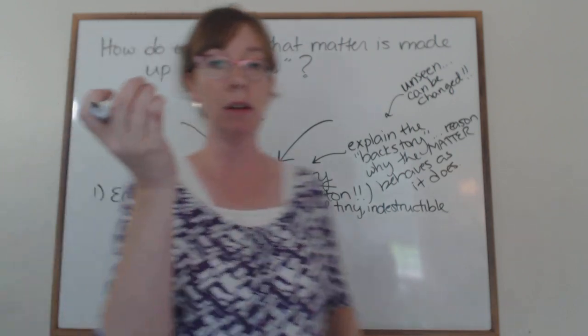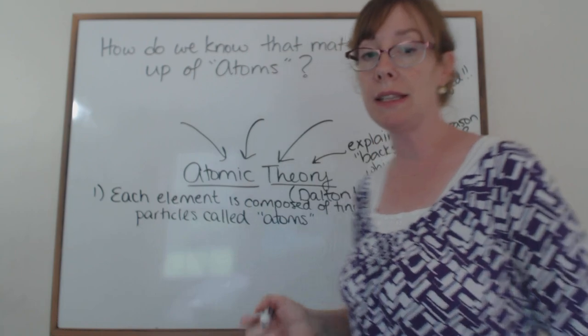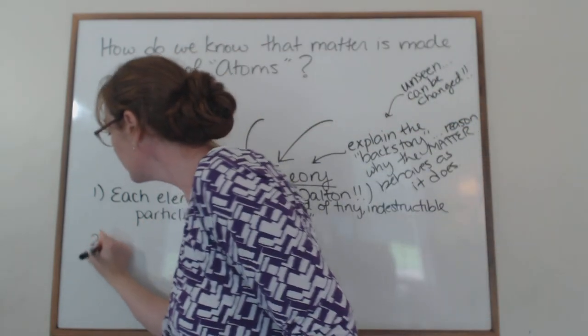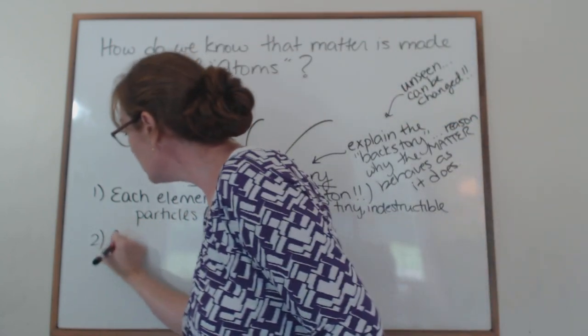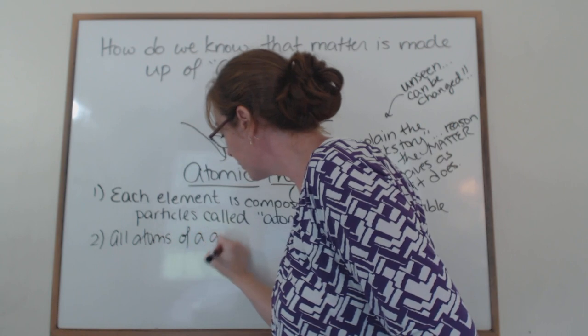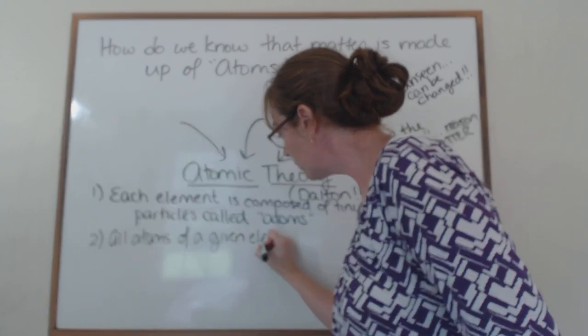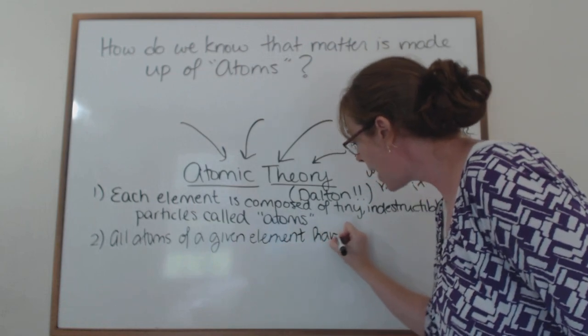Each element at its fundamental smallest point is composed of these atoms. Second point of atomic theory: all atoms of a given element have the same mass.